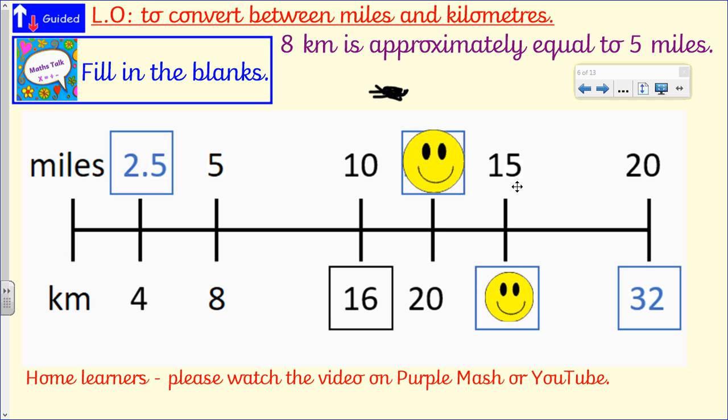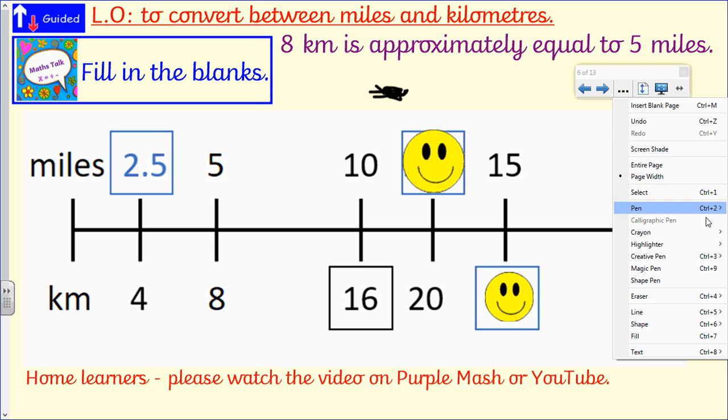All right, now what's the best way of working out this one? I'm going to go with this one here. So if I've got 5 miles and I times it by 3, I'll get to 15. I might just draw this on with a pen.